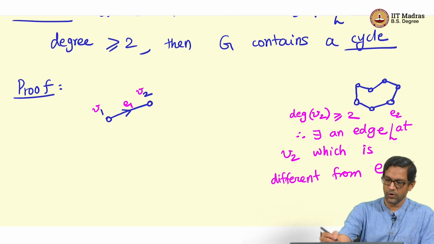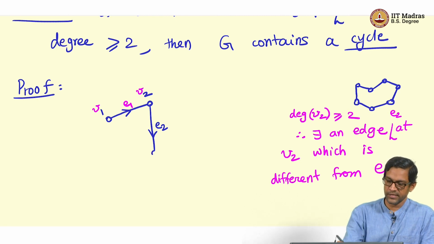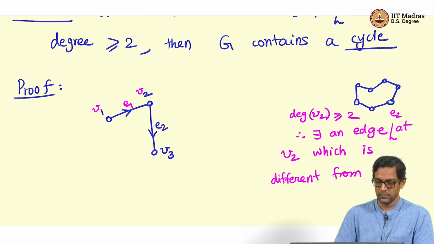Now what we do is we follow that edge next. So I go along E2. E2 is not the same as E1, so I don't go back to V1. So I will reach some other vertex. Now, well, what happens at this point? I reach V3 and the degree of V3 again is at least 2. So I repeat the same argument now.